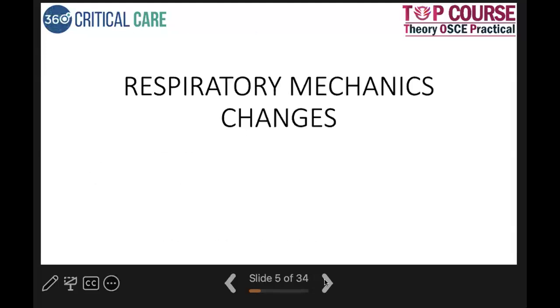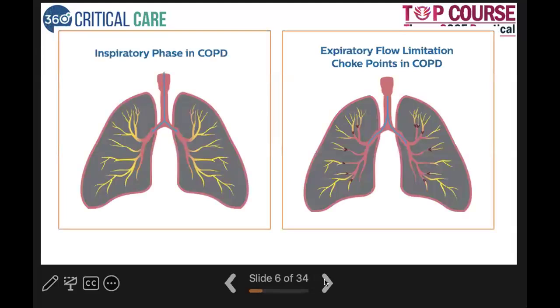So let us see, in individual conditions, what are the changes that are going to happen with the respiratory mechanics in a patient. For example, first let us take COPD. You can see in this chart, this is the inspiratory phase in COPD. During inspiration, because of the negative intrathoracic pressure, or when you are giving positive pressure ventilation through the ventilator, the airway is going to open up, right?